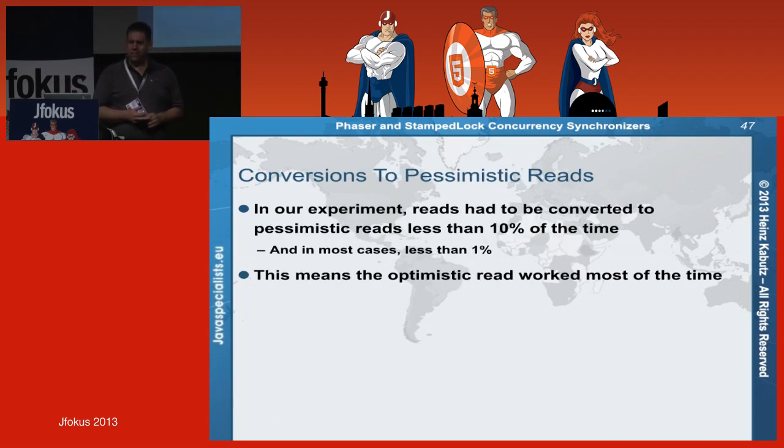What I found interesting is that in most cases, we had a very small percentage of reads having to be converted to pessimistic reads. My experiment is very similar to the one I had in my newsletter. There were always less than 10%. In fact, there was only one time where it was even close to 10%. Most of the time it was like 0.1, 0.3%, 0.5% that needed to be converted from an optimistic read to a pessimistic read. So this meant that most of the time optimistic reads worked.